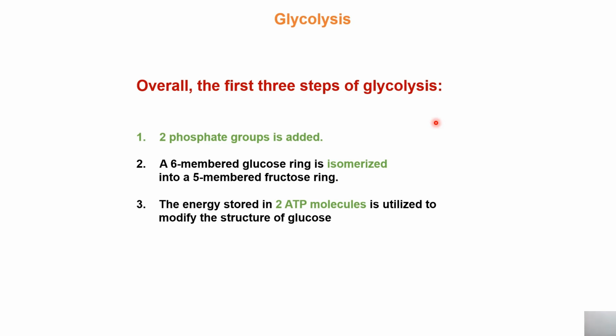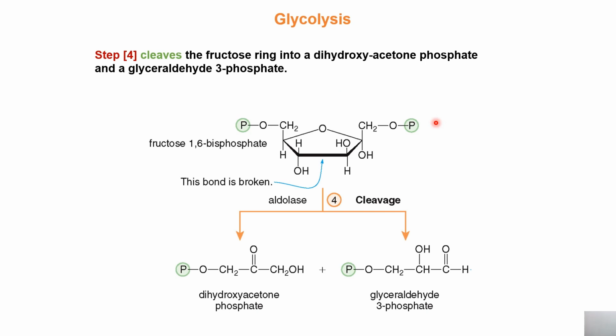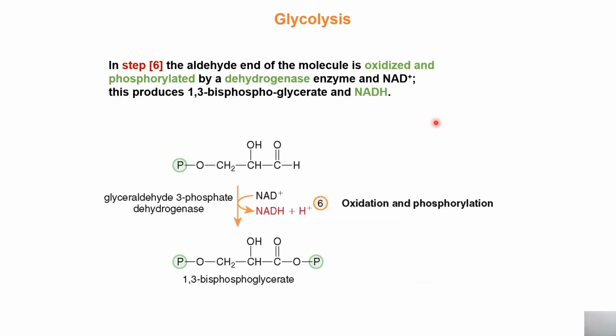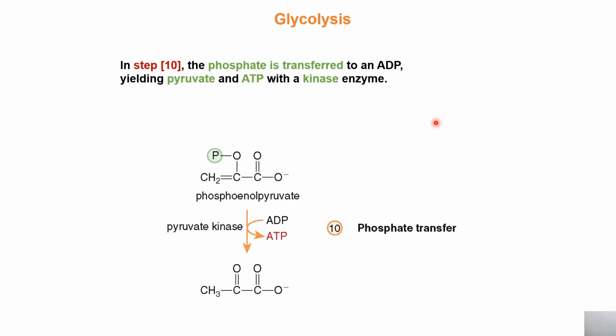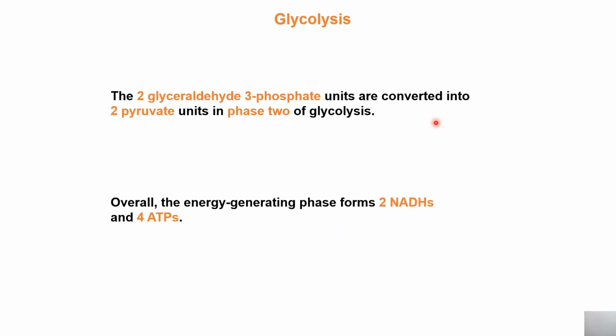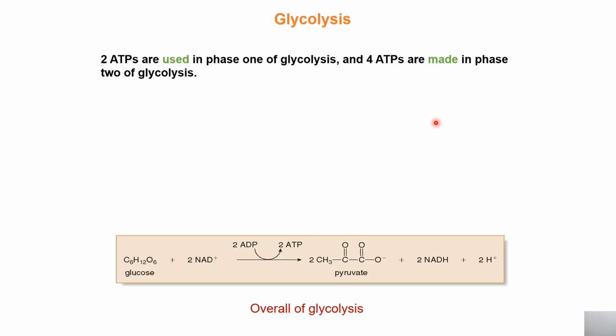Overall, in the first two steps of glycolysis, two phosphate groups are added, and the 6-membered glucose ring is isomerized into a 5-membered fructose ring. Energy stored in ATP molecules is utilized to modify the structure of the glucose. We have talked about all these steps. The two glyceraldehyde 3-phosphate units are converted to two pyruvate units in phase 2 of glycolysis.